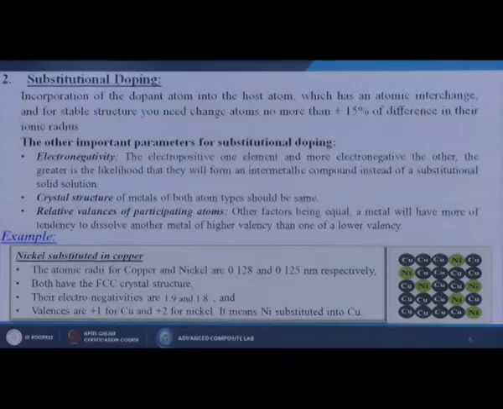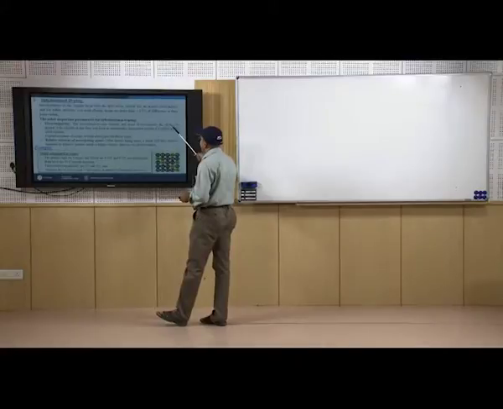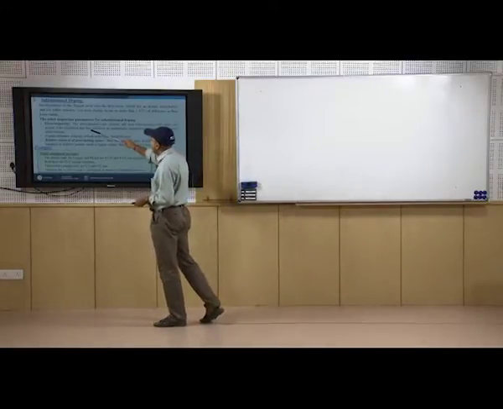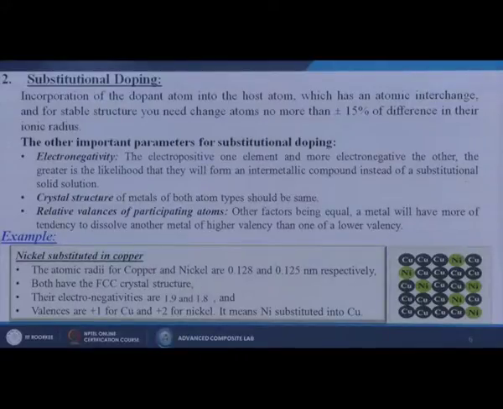Then the second one is electronegativity. The more electropositive one element is and the more electronegative the other, the greater the likelihood that they will form an intermetallic compound instead of a substitutional solid solution. So this is another condition for this kind of doping.